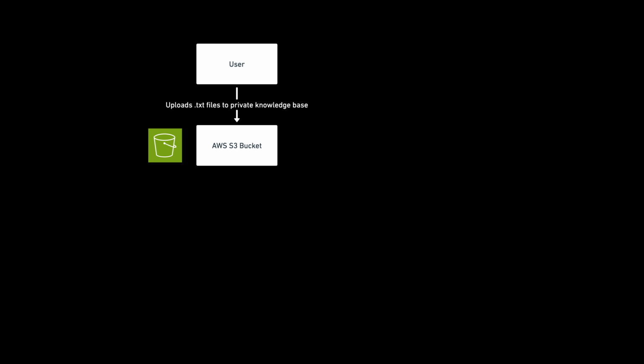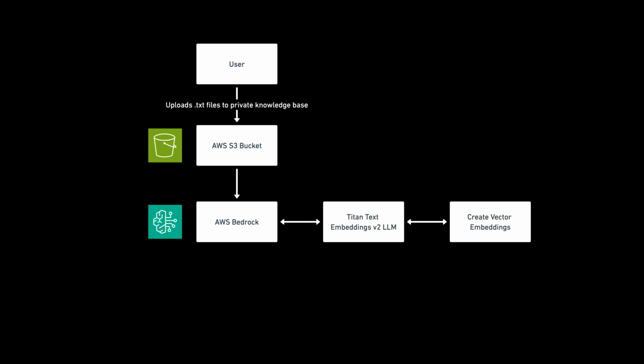Here's how this part fits together. You store your private data in text files on AWS S3. Then AWS Bedrock processes these documents by using an embedding model like the Titan Text Embeddings model. What this embedding model does is create embeddings for sections of text. Each section of text will be converted to an array of numbers which represents that section.